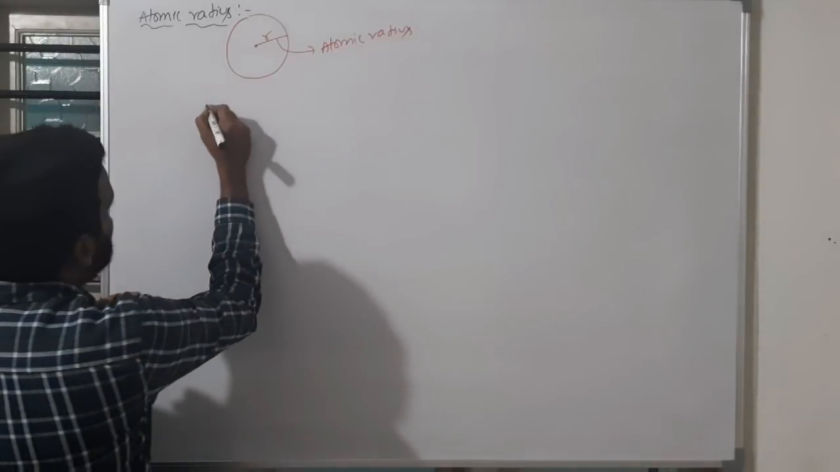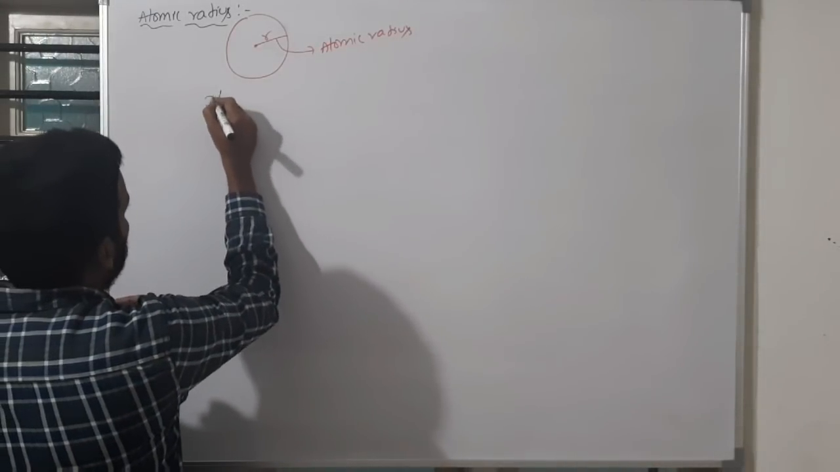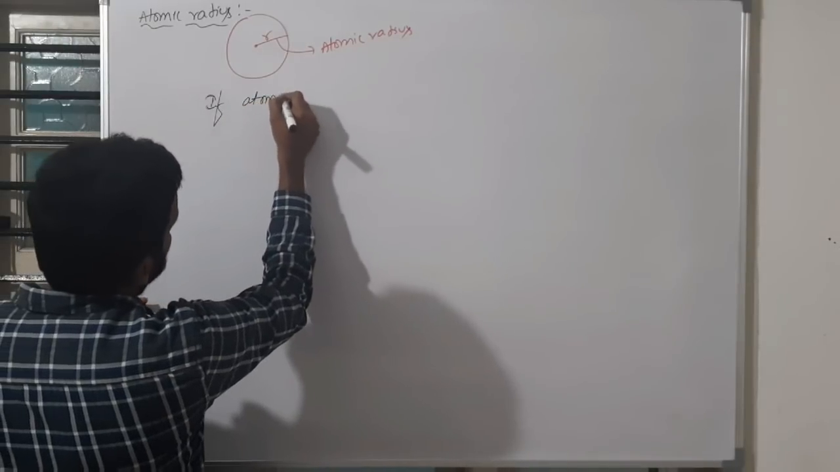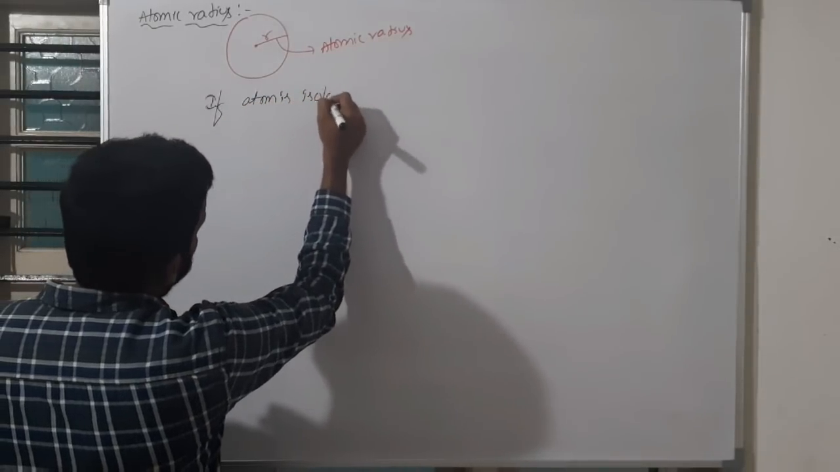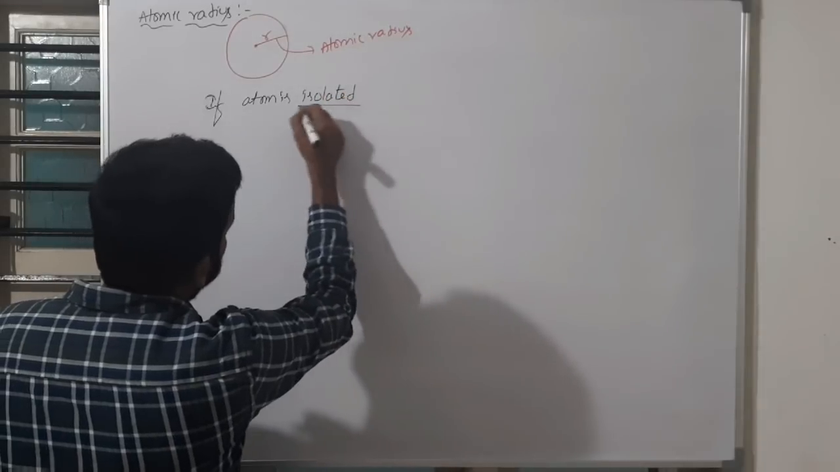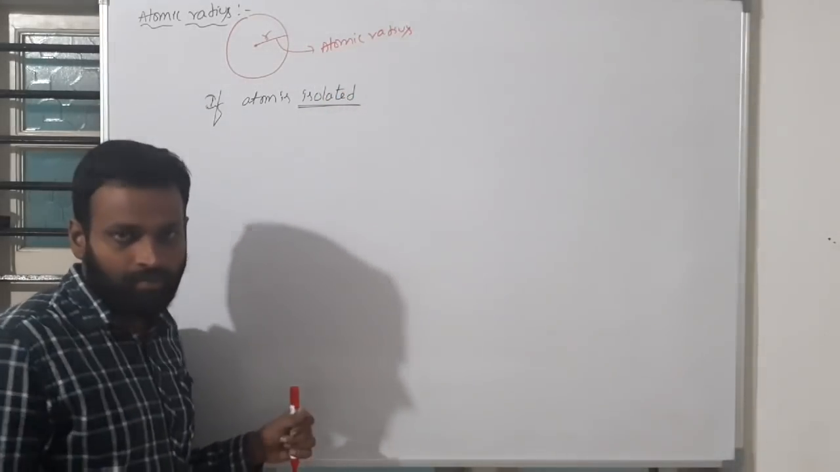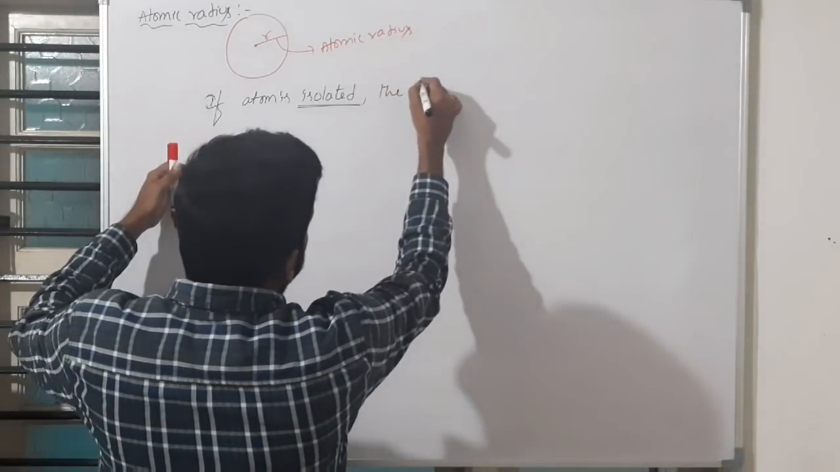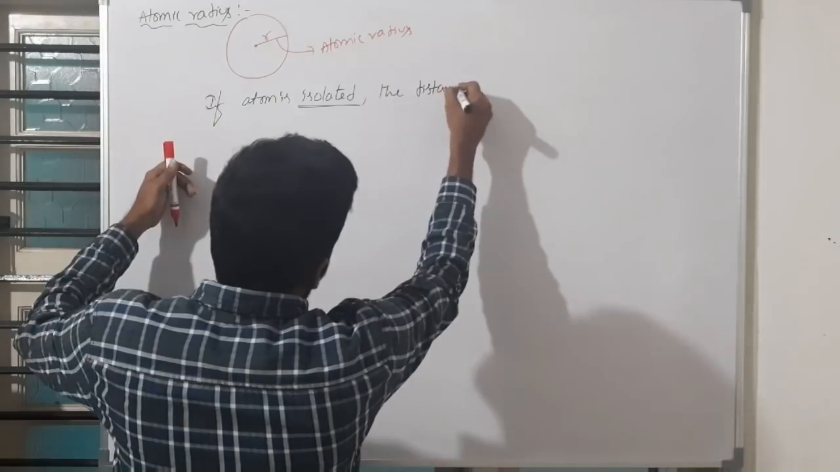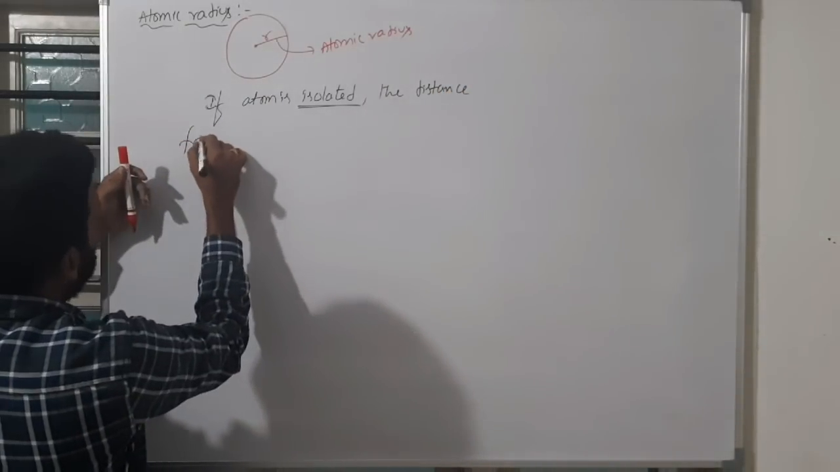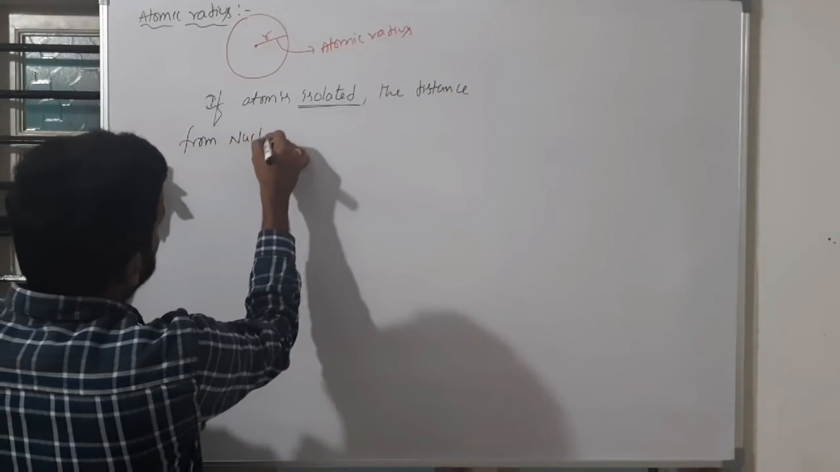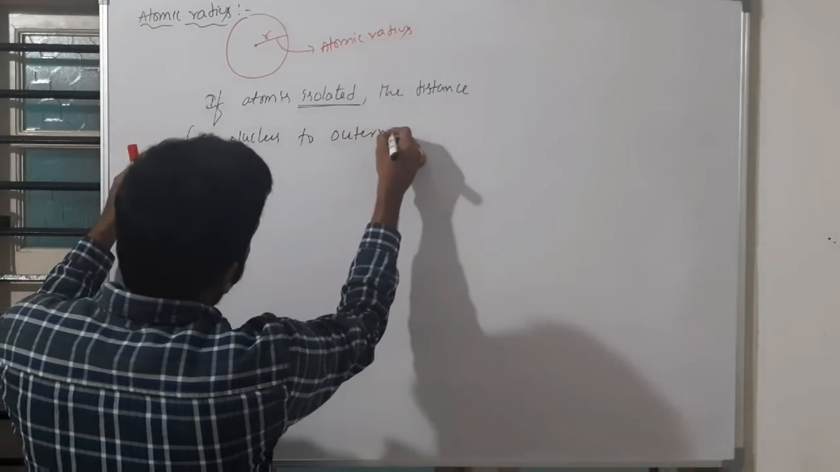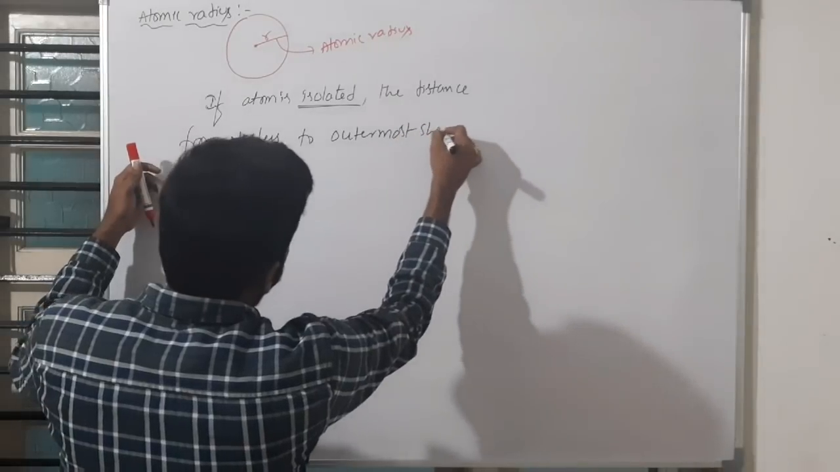Half of the distance, or the distance from the nucleus to the outermost shell, is called the atomic radius. If an atom is isolated, meaning no link with others, single, then the distance from the nucleus to the outermost shell.